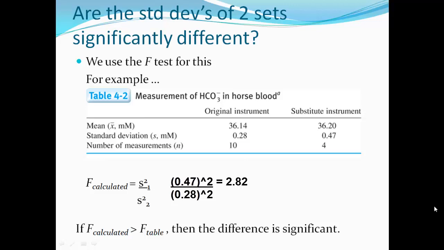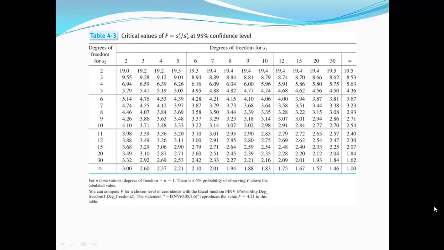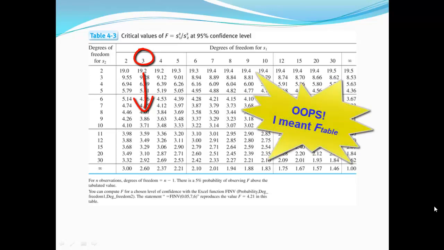Now let's figure out how much is in the table. There's 4 measurements in S1 and there's 10 measurements in S2. But remember, we have to take it as n-1. These are degrees of freedom. So if your S1 had 3 values, then you would go to this column right here, and then you would go down to number 9 because your S2 had 10, but n-1 is 9. So you see that the F table value would be 3.86.